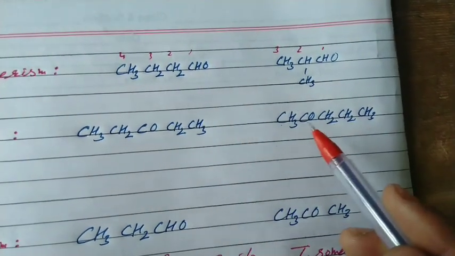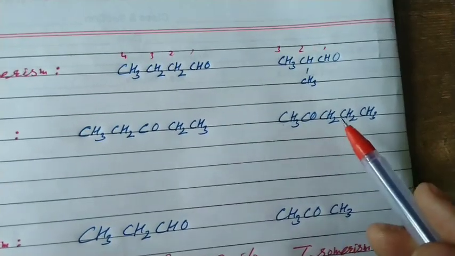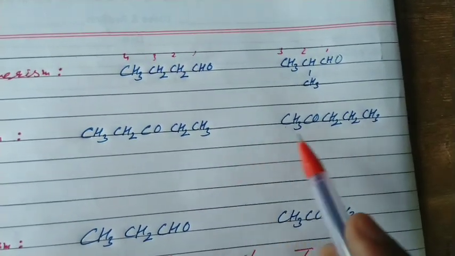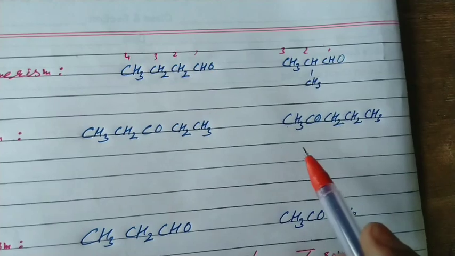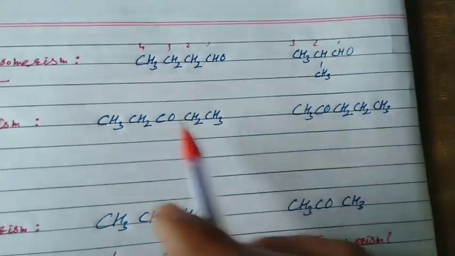Pentane 3-one, and its IUPAC name is pentane 2-one. They differ by the position of the functional group. We call them position isomers. Please try to name them.